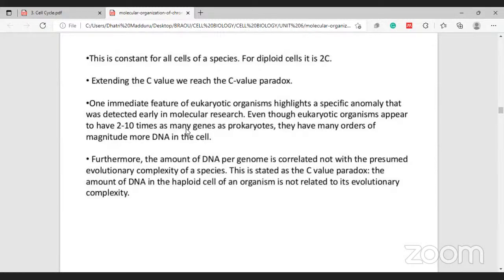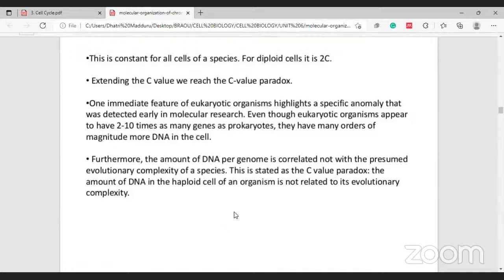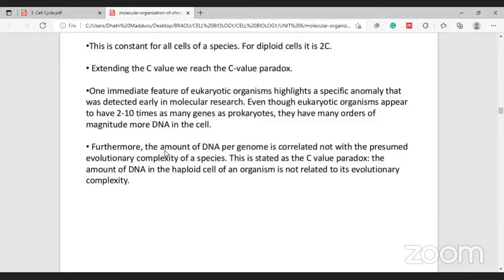So more amount of DNA per genome may be present. This is called C-value paradox. That means the amount of DNA in the haploid cell of an organism is not related to its evolutionary complexity. So we cannot simply assume that as the organisms are evolved highly, they should have more DNA. No, it is not so. So this is termed as C-value paradox.